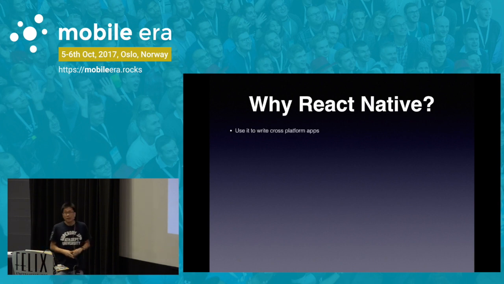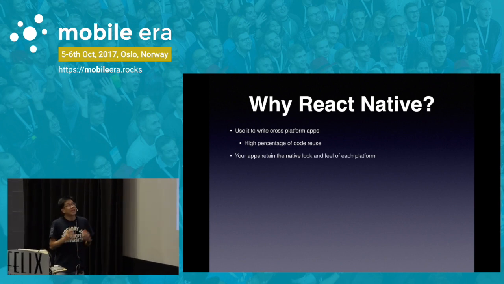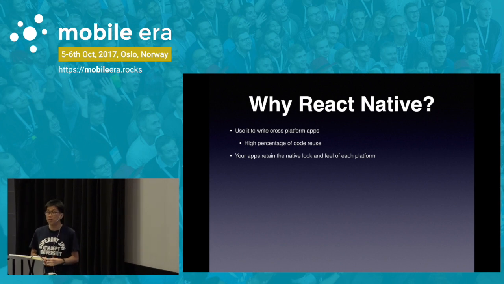So you can use React Native to actually write cross-platform apps. Facebook says that it has a very high percentage of code reuse. If I remember, it was something like 80%. It depends on the type of applications that you're trying to build, but for most business applications, the percentage of code reuse is pretty high. So something between 80-90%.